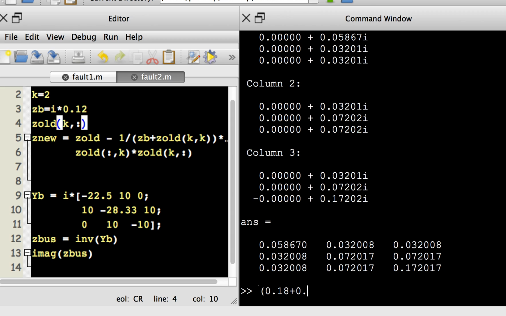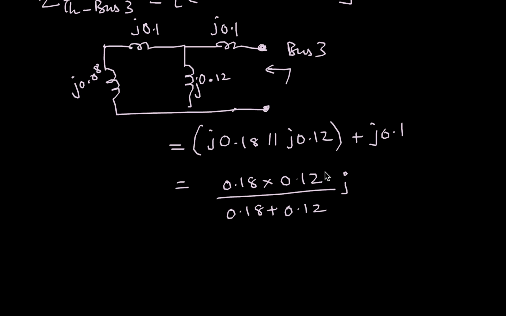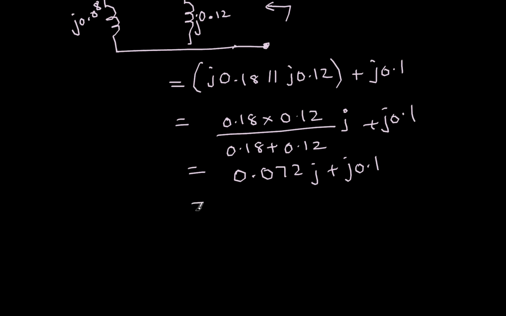0.18 multiplied by 0.12, this whole thing is divided by 0.18 plus 0.12. So 0.072. So I'm getting 0.072J plus J 0.1. So finally this is J 0.172. So this is the Thevenin's impedance, Z Thevenin for bus 3.